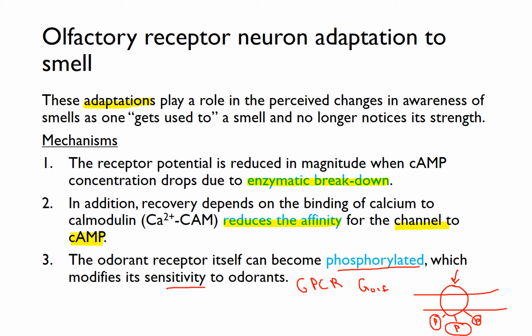So 3 mechanisms. We have the enzymatic breakdown of cyclic AMP, reduced affinity of the cyclic nucleotide gated ion channel for cyclic AMP, and then the odorant receptor can become phosphorylated, which modifies its sensitivity.